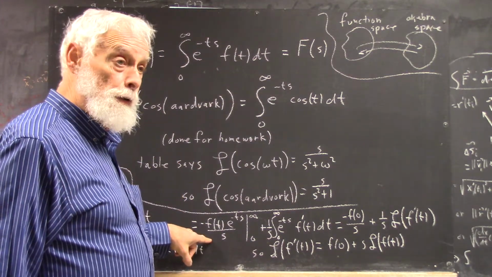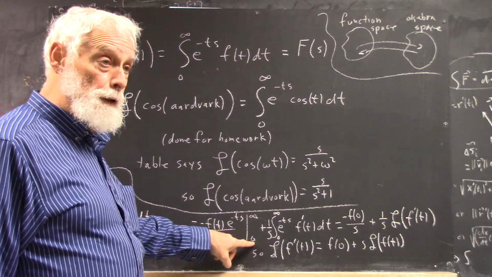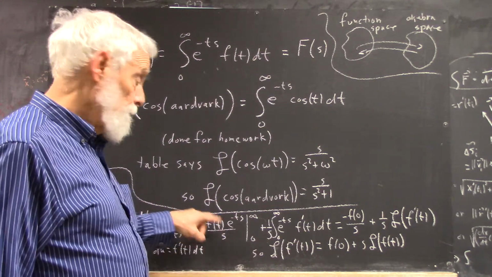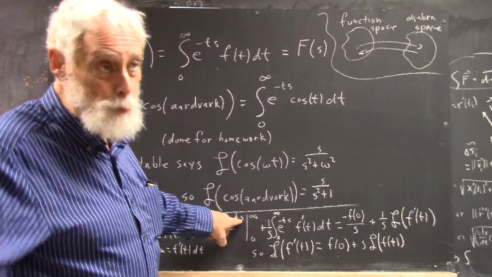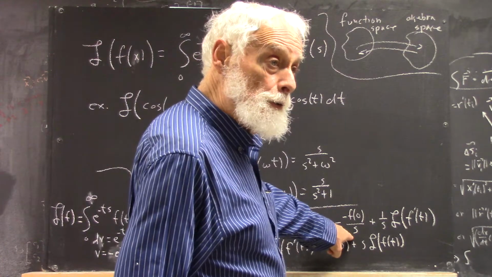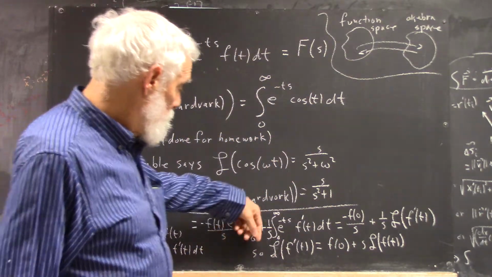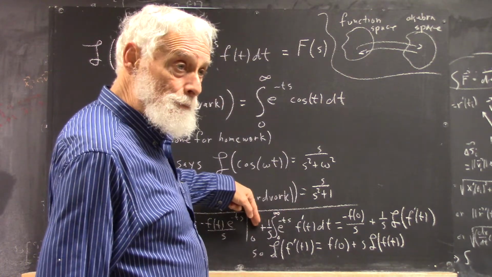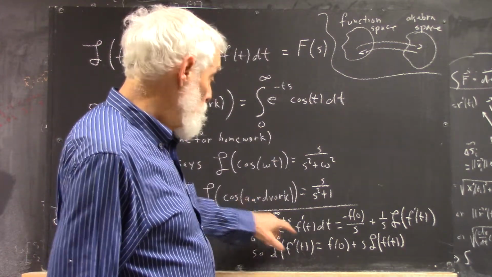Now, this part of the integral, evaluate this at 0, what do you get? You get negative f of 0 over s, because e to the negative ts is e to the 0, that's just 1. T is 0, so you get negative f of 0 over s. Now, what's this? Well, the 1 over s, of course, I've factored out here, because it's constant with respect to t.